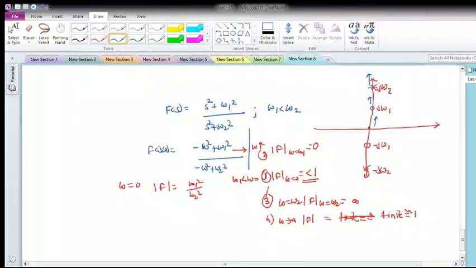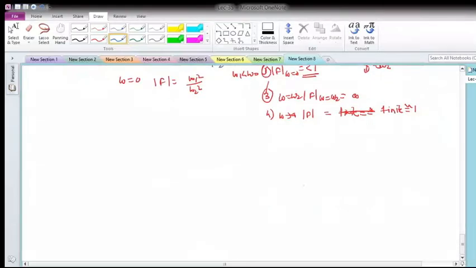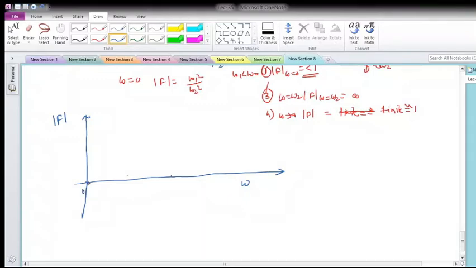Now if I would like to draw the magnitude response for it, how will it be? Suppose this is my omega axis, and this is the magnitude of F. At omega equal to 0, then I would like to know the values at omega 1, omega 2, and then as omega tends to infinity.